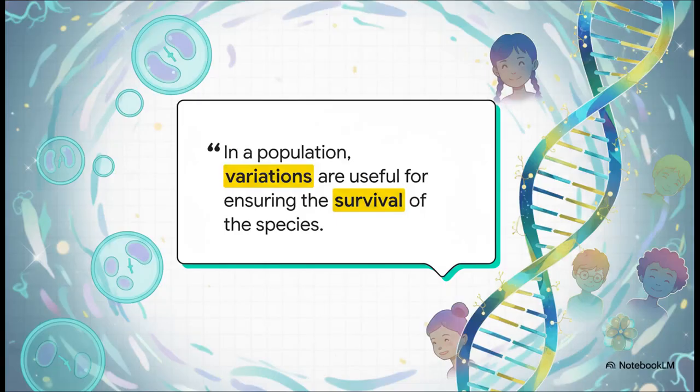So that brings us right back to where we started. Whether we're talking about a simple cell splitting in two or the incredible complexity of human biology, the end goal is always the same: to keep the species going. And this quote really sums it all up, doesn't it? It's those variations, the ones so powerfully created by sexual reproduction, that give a species the flexibility it needs to survive in a world that's always changing.